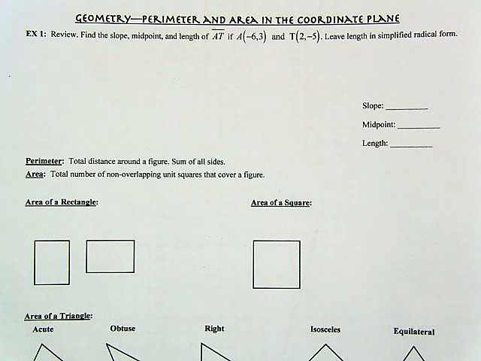All right, today we are taking on perimeter and area in the coordinate plane. I wanted to start us off with a little review of slope, midpoint, and length of a segment. So we're given segment AT, we're given the two endpoints, and we want to find slope, midpoint, and length. All right, so let's start with slope.